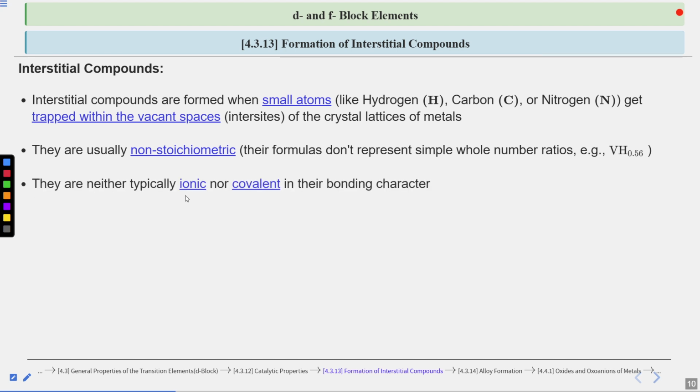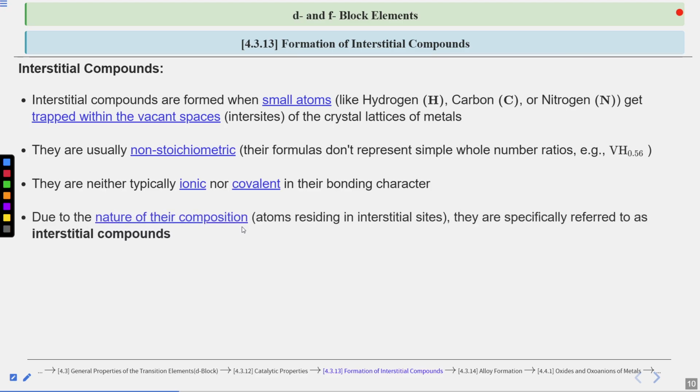They are neither typically ionic nor covalent in their bonding character. If you talk about the bonding character, they are neither ionic nor covalent, that means they don't share their electrons between the atoms, and also don't give away their electrons completely to form an ionic bond.